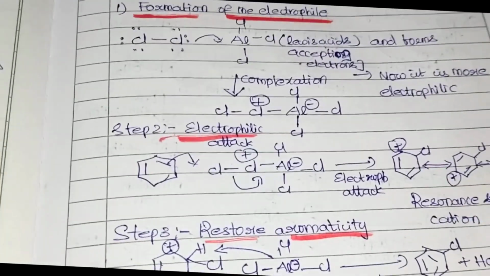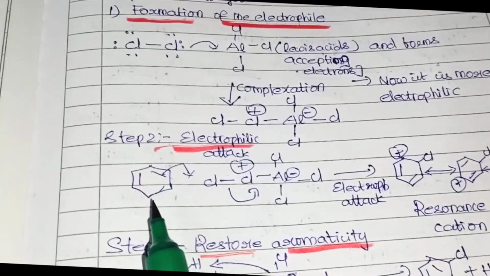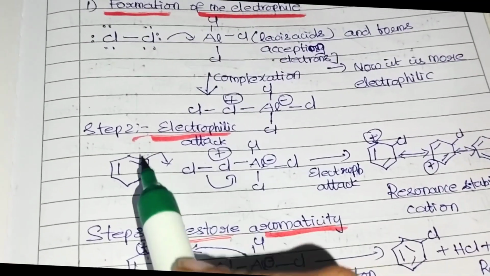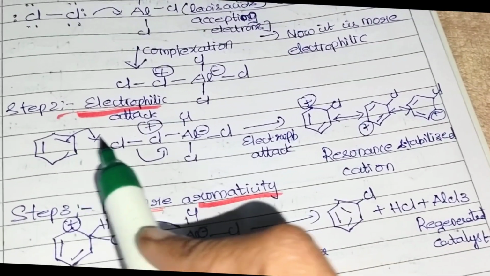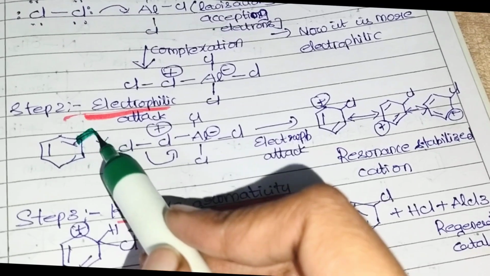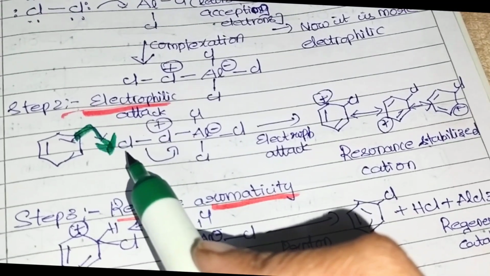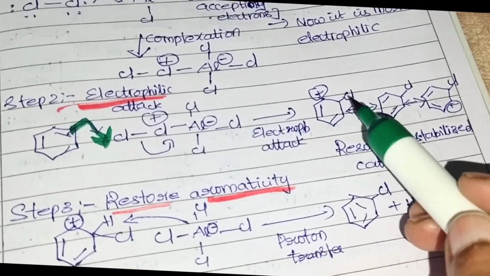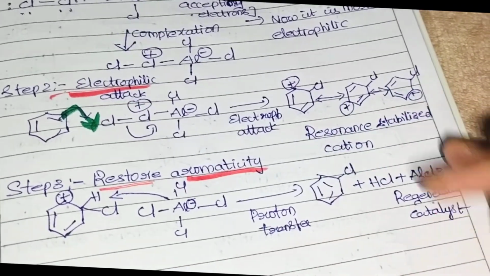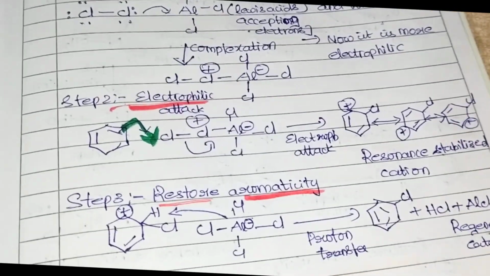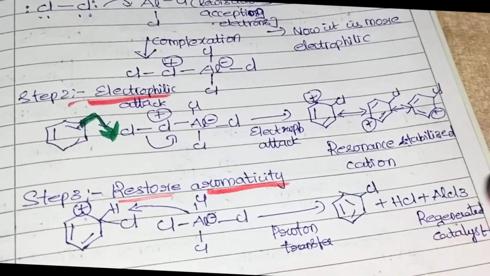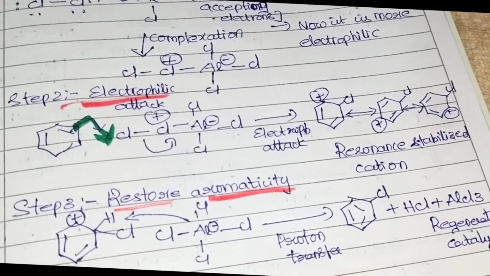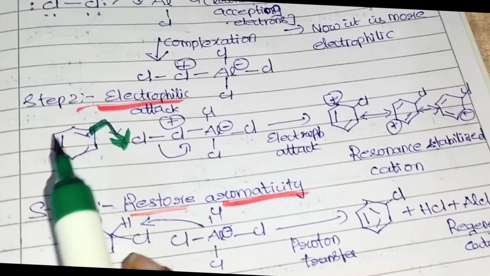Next, the second step is that this electrophile will attack our benzene ring. The benzene ring will be attacked by the complex formed in the first step. This chlorine will attack the benzene ring. It will give chlorine a positive charge, and it will form a resonance stabilized cation, as I told in the general mechanism before. Why is it a resonance stabilized carbocation? Because it has 3 double bonds.